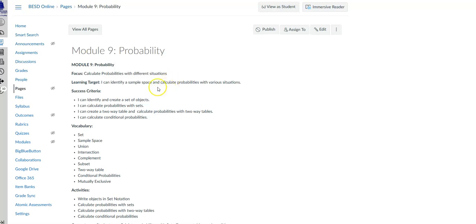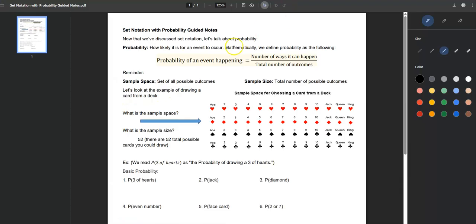Day 2, Module 9. Again, we're starting to calculate probabilities now. Our main goal, or target, today is to calculate probabilities with sets. That is our Day 2 objective. So we are looking at probability with set notation and being able to calculate that probability. Now, not just writing the sets, but actually doing probability with them. So let's talk about probability here.